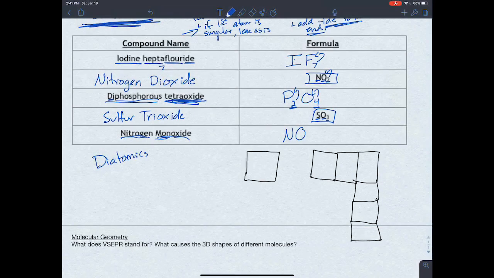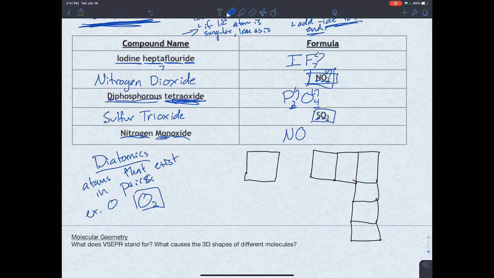I didn't put any on this chart, but diatomics are atoms that exist in pairs. So, for example, oxygen. Oxygen always exists in the world as O2, but we still just call that oxygen, not dioxide. Alone, we don't call it dioxide. If it was in something like nitrogen dioxide, yes, we say dioxide, but oxygen just exists as this.